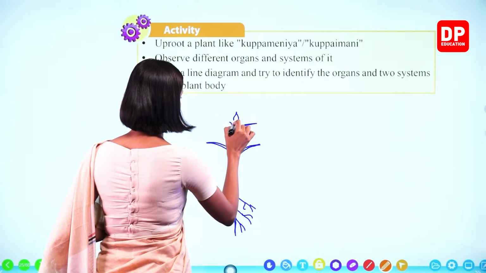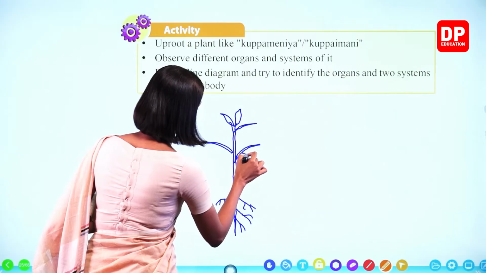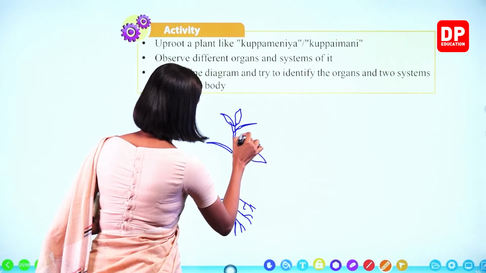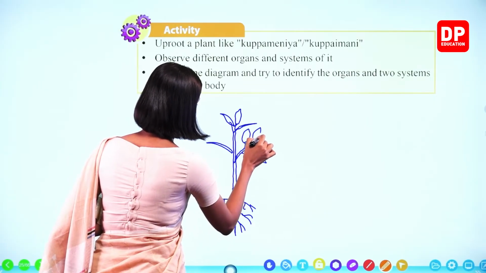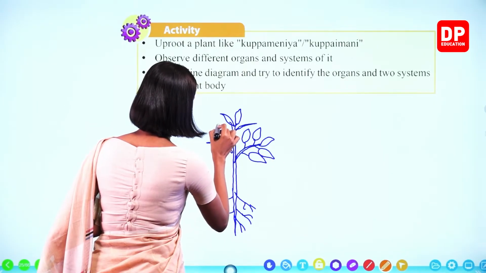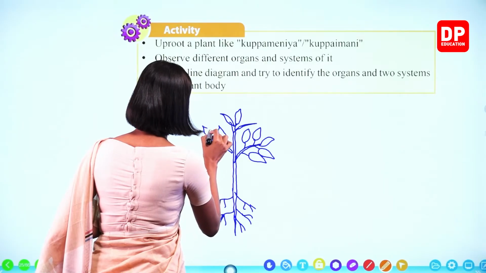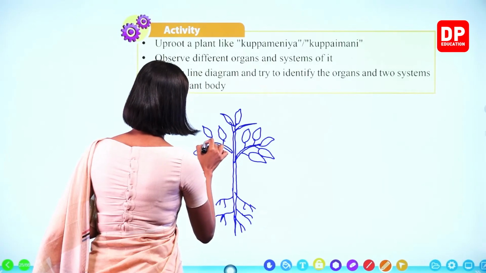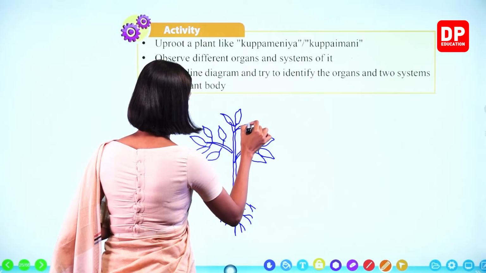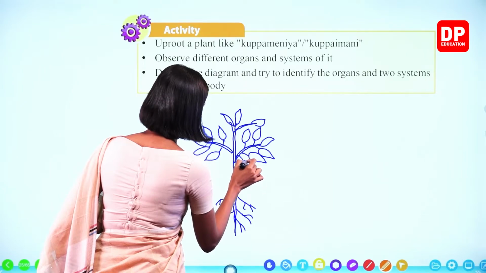and the apical bud, leaves, right, flowers. We'll simply draw flowers like.